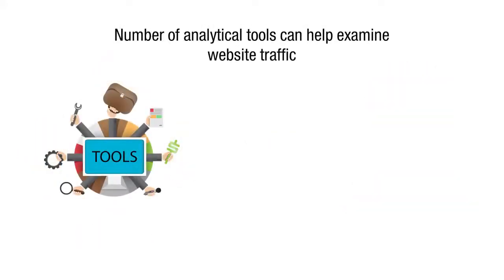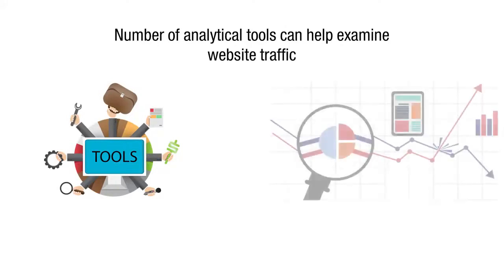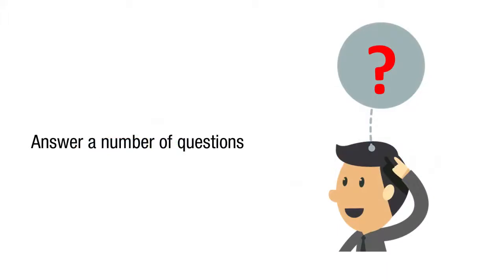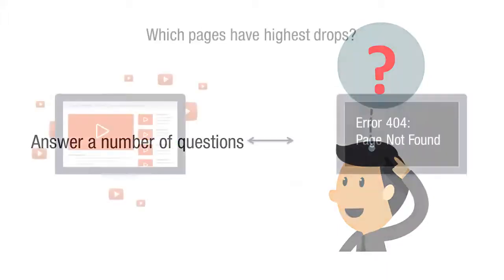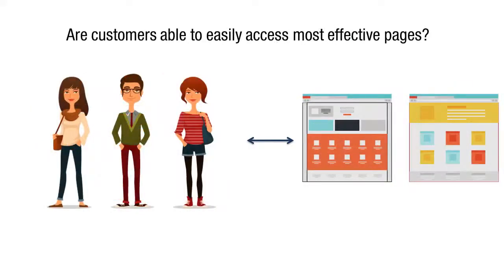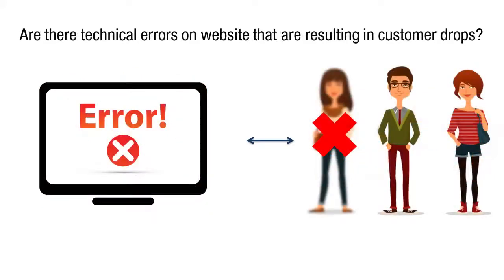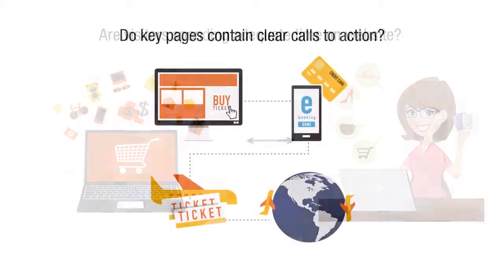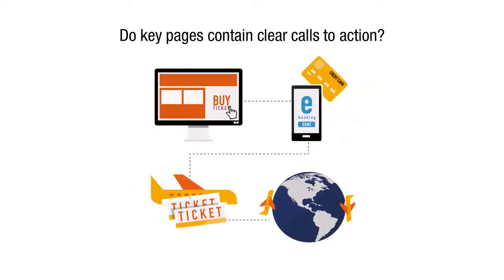There are a number of analytical tools that can help a company examine its website traffic in multiple ways and answer a number of questions, such as the following. Which pages have the highest drops? Are customers able to easily access the most effective pages? For example, pages on testimonials and product features. Are there any technical errors on the website that are resulting in customer drops? Are visitors spending adequate time on the website? Do key pages contain clear calls to action?